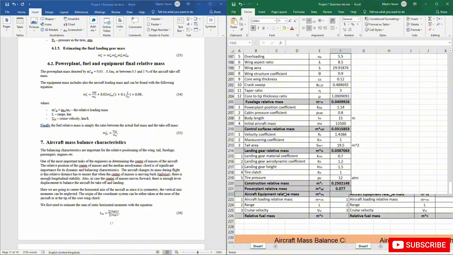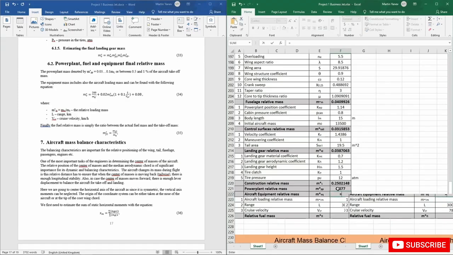So next, let's estimate the equipment mass of the aircraft. And to estimate it, we actually need the aircraft loading relative mass. Also, we need the range and also the cruise velocity of the aircraft. So the cruise velocity, we know it at 780 kilometers per hour. The range, as you remember from the project, is 300 kilometers, and then the relative loading mass is going to be equal to the loading mass, the actual loading mass, divided by the M0, or the initial estimated aircraft mass.